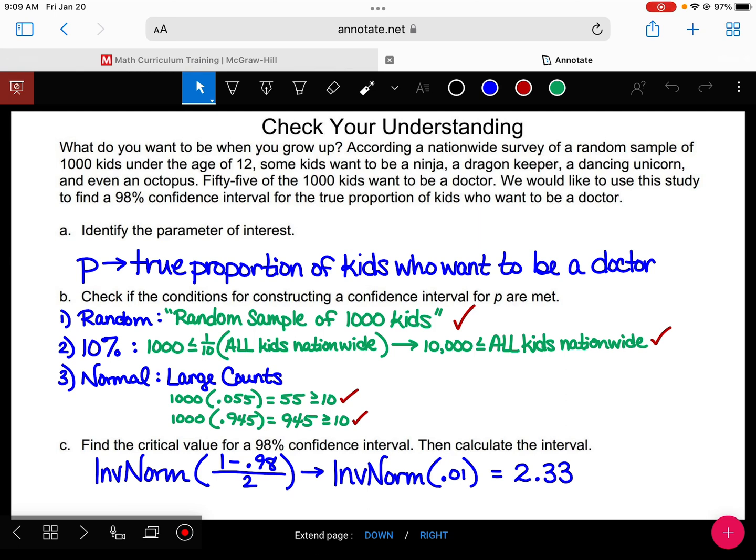So we want our tail proportion. So I do 1 minus 0.98 divided by 2 because we've got 2 tails. We want to capture that middle 98%. So I do inverse norm of 0.01. Technically, I got negative 2.33, but that just tells me that it's 2.33 standard deviations to the left. I would also go 2.33 standard deviations to the right. So whatever my confidence interval is, 1 minus that percent divided by 2, and I do inverse normal of that. And that will give me my critical value.